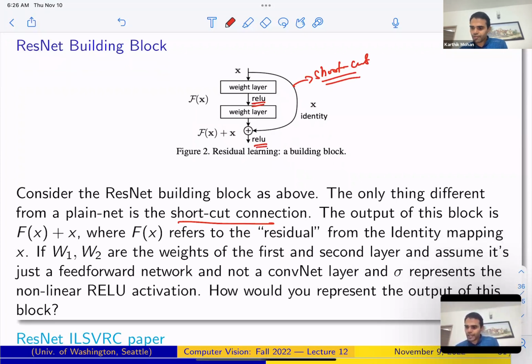The question is, if you have weights assigned to the first and second layer, and assume it's a feed-forward network, so we don't have to worry about convolutions for now. Just assume it's just a feed-forward network. You're just multiplying things, and sigma represents the nonlinear ReLU activation. How would you represent the output of this block in terms of the input and the weights and the sigma? So that's the question.